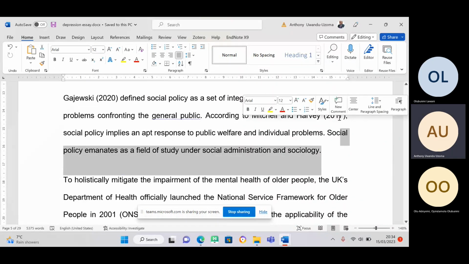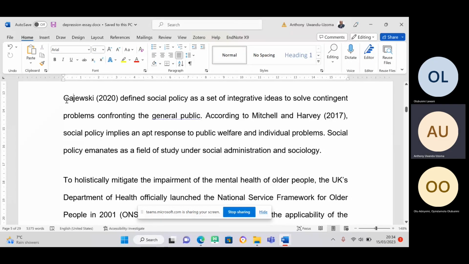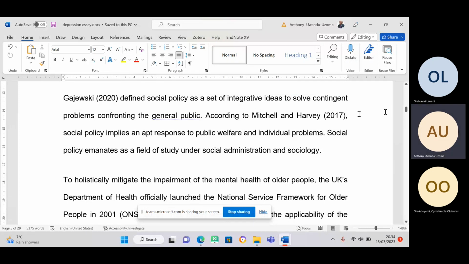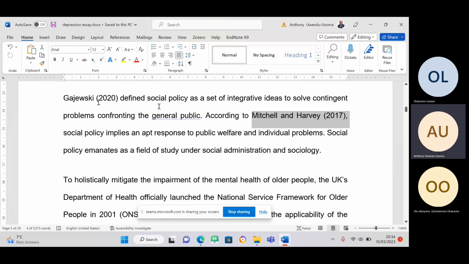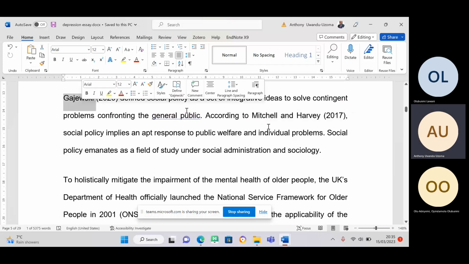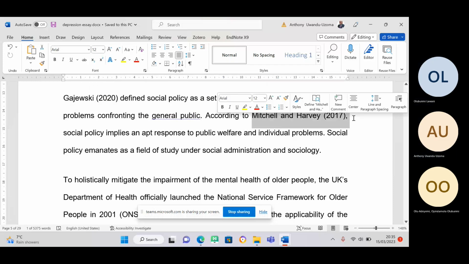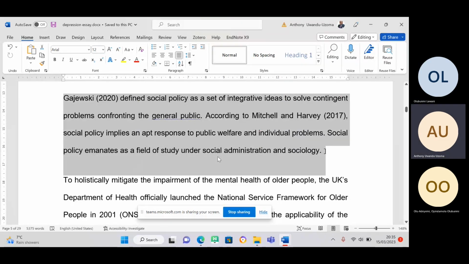Very few references. Can you see that there are only 1, 2? So is there any logic between Gaweski and Mitchell? No. It doesn't show if they counter or agree. I don't even know whether this guy is supporting this guy or not. Then there is insufficient reference, insufficient information.